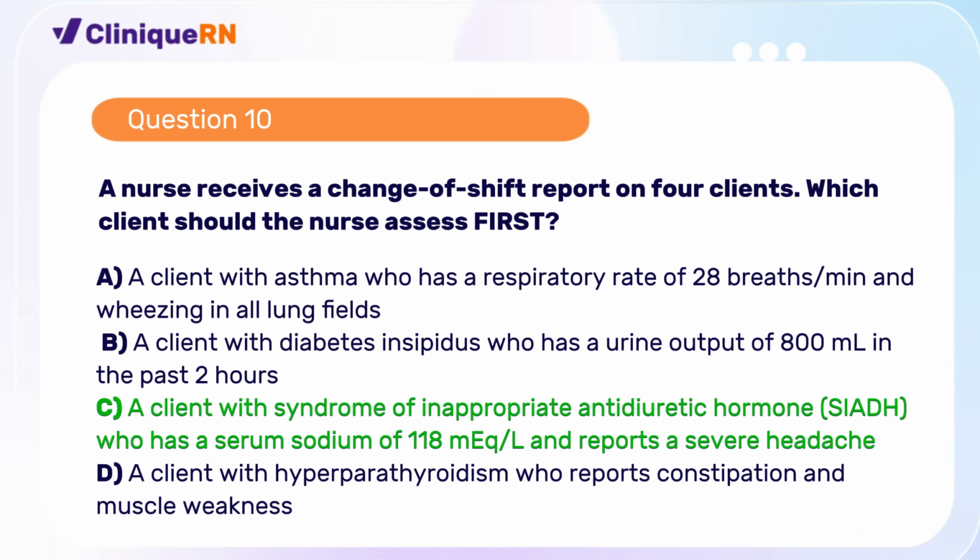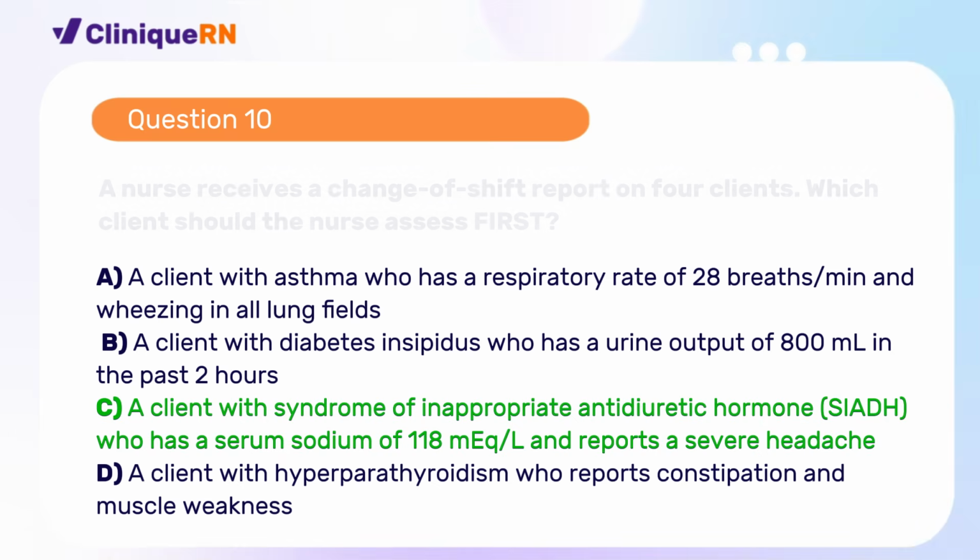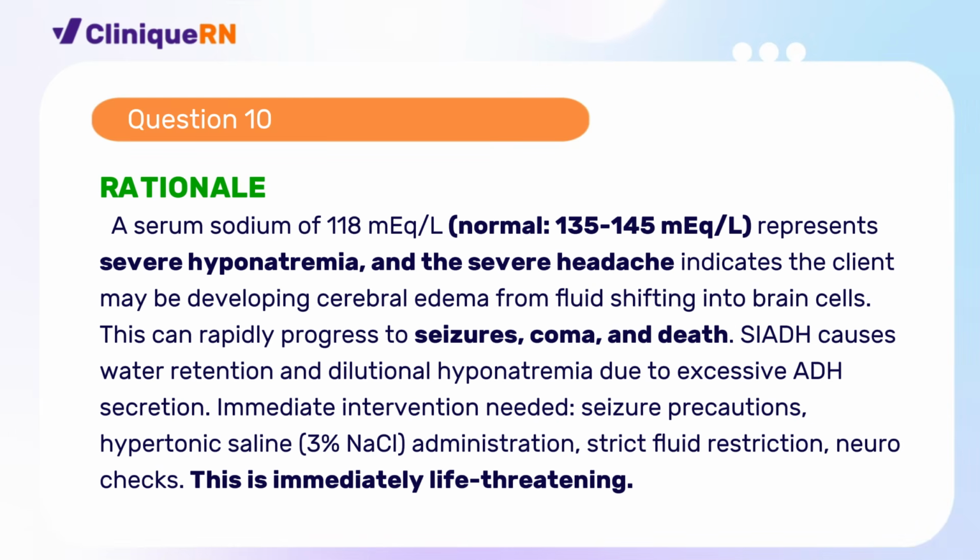The correct answer is C. A client with syndrome of inappropriate antidiuretic hormone, SIADH, who has a serum sodium of 118 milliequivalents per liter and reports a severe headache. Rationale. A serum sodium of 118 milliequivalents per liter, normal 135 to 145 milliequivalents per liter, represents severe hyponatremia, and the severe headache indicates the client may be developing cerebral edema from fluid shifting into brain cells. This can rapidly progress to seizures, coma, and death.